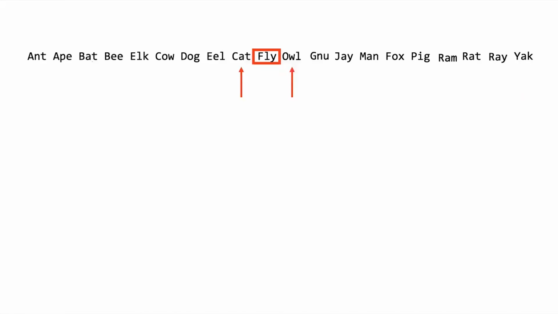Now at this point, I'm going to take my left pointer and keep going to the right till I find the first item that is bigger than fly, and that's going to be owl. So now my left pointer and my right pointer are on the same element. They've met, and that's when I stop my loop.